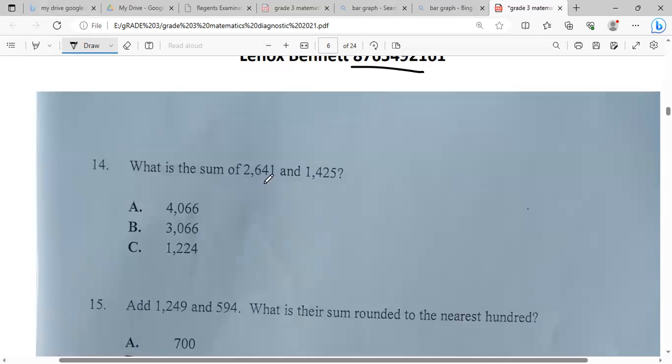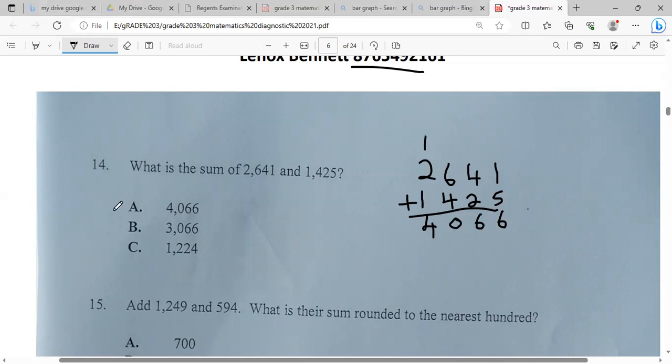What is the sum of 2,641 and 1,425? Now, the word sum means to, somebody tell me, comment section. All right, so it means to add. So we're going to add 5 and 1, 6, 2 and 4, 6, 4 and 6, 10. So it's 0, carry the 1. So that gives us 4,066. So it's E.